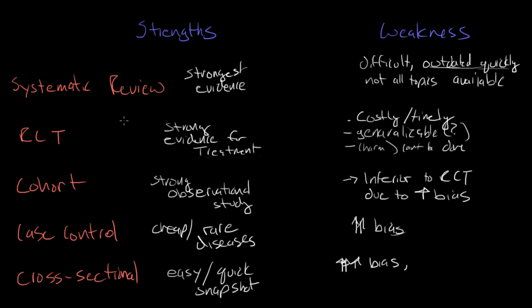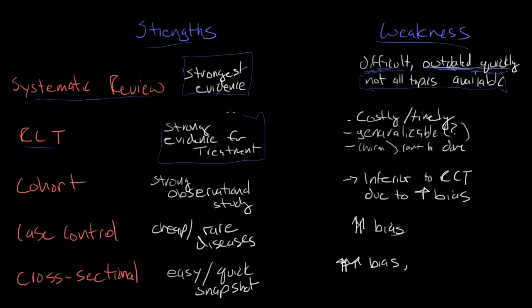Now, when we're doing critical appraisals on all our different types of studies, they each have their own strengths and weaknesses. Systematic reviews are usually considered the strongest form of evidence because they synthesize lots and lots of information together. The problem is that they're difficult to do. They get outdated quickly. If you do a systematic review and 2 years later a new study is published and is not included, that systematic review is outdated. And also, not all topics can do systematic reviews because maybe there's not enough evidence out there for them to synthesize something.